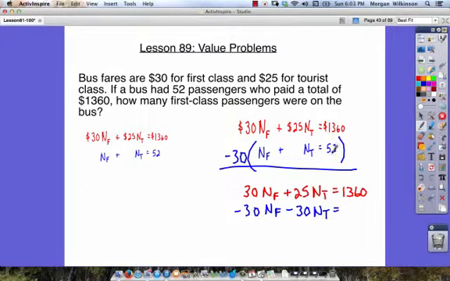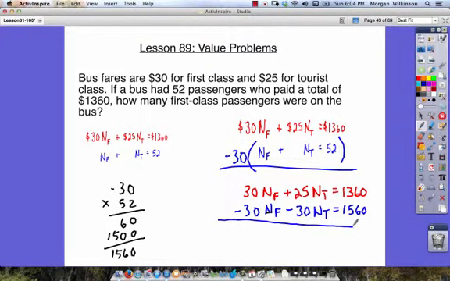negative 30 times 52. Well, let's figure out what that is. Negative 30 times 52. Well, 2 times 0 is 0, and 2 times 3 is 6. We've got 5 times 0 is 0, and 3 times 5 is 15. So we must get 1560. So it's going to equal 1,560. And now we can go ahead.